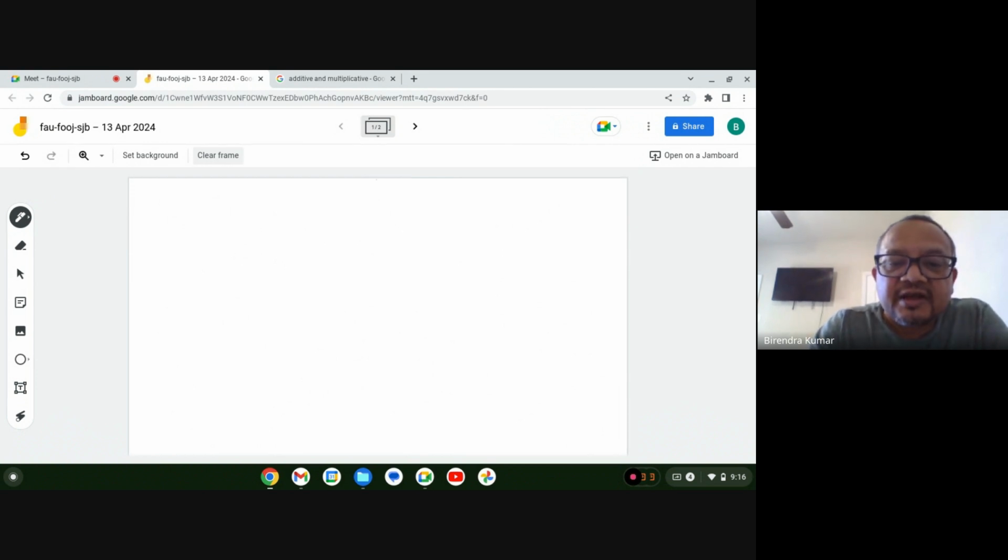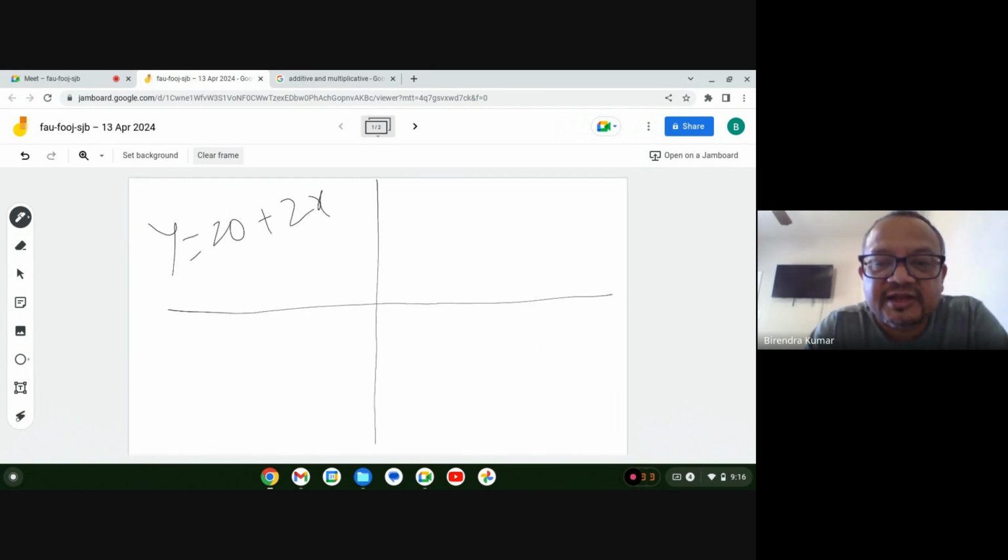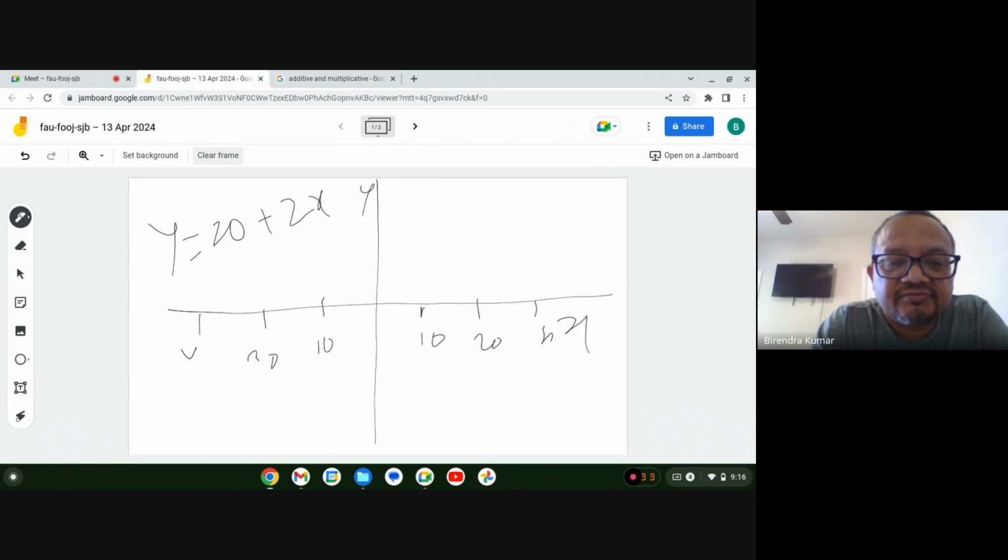Now, if I plot this thing, y equal to 20 plus 2x, if I'm plotting Salini's example on the graph, see, this is how it will look like. This is my x-axis, this is y-axis. I'll say this is 10, 20, 30. I'm just trying to make it a bigger number. Here it is, let's say 20, 40. Here it's minus 20, minus 40.